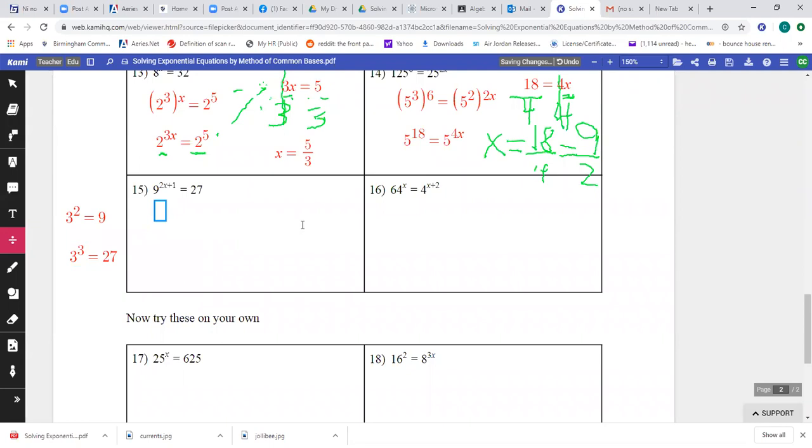So I'm going to use those powers to rewrite this equation. I'm going to replace 9 with 3 squared. And it is going to be taken to the 2x plus 1 power. So once again, 9 gets replaced with 3 squared. I still keep the exponent exactly the same. Don't do anything with the exponent. And then 27, I'm going to rewrite as 3 to the third.